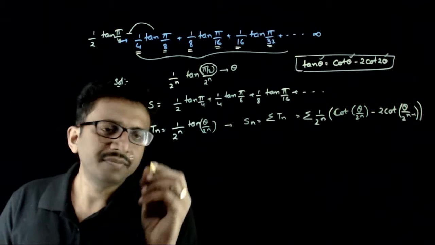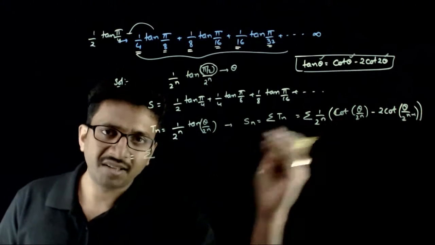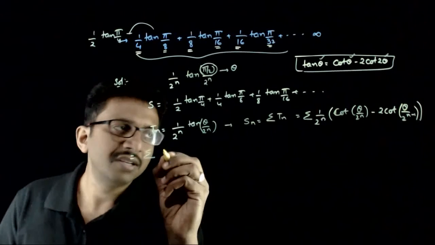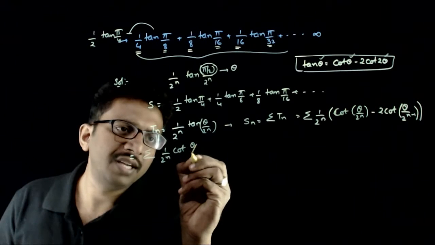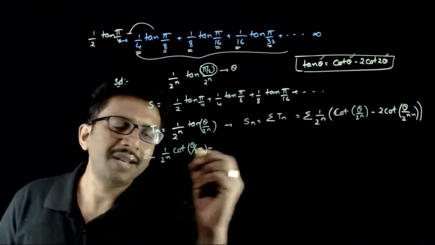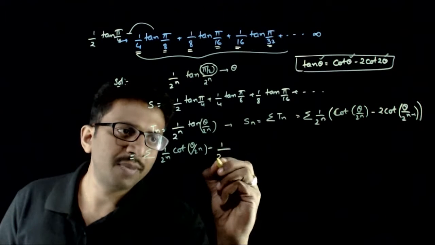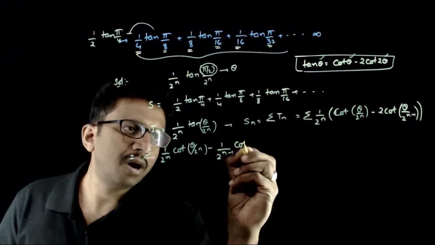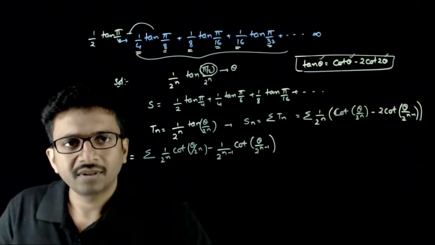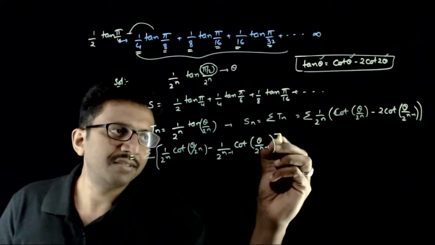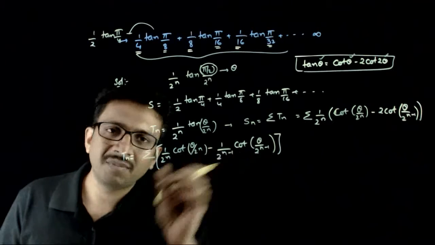So that is equal to sigma. If I take 1 by 2 power n and multiply the brackets, 1 by 2 power n into cot of theta by 2 power n minus this 2 and 2 power n, so it gets cancelled: 1 by 2 power n minus 1 into cot of theta by 2 power n minus 1. So this is my nth term, this is my Tn. Now this looks like Vn minus 1.